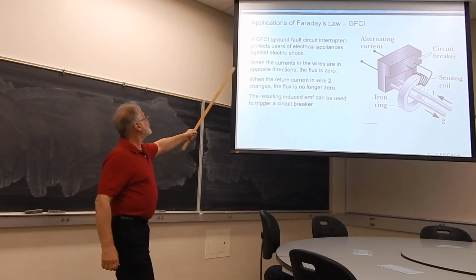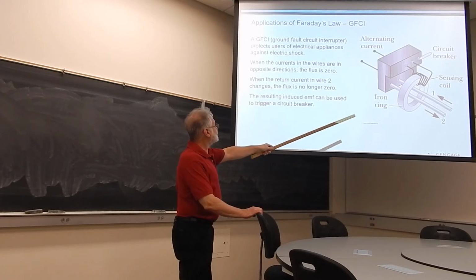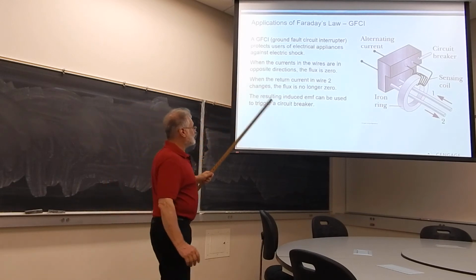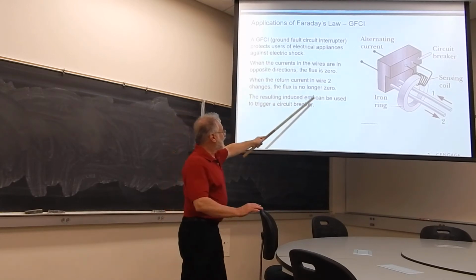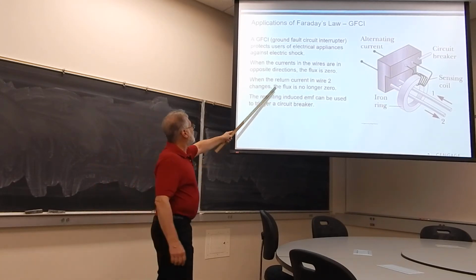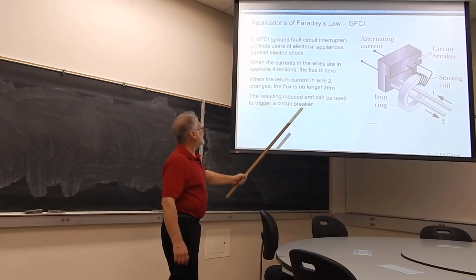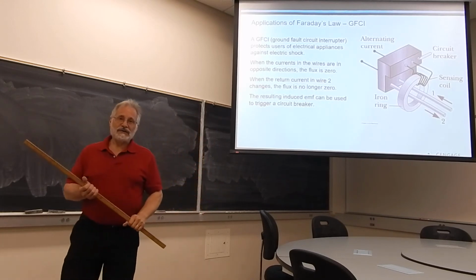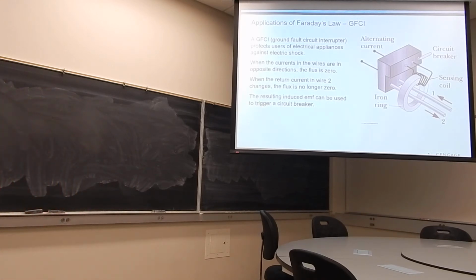So typically the way this works is, if I have currents in the wire in opposite directions, I have a net magnetic flux of 0. But if all of a sudden, for some reason, I have a short circuit or some other malfunction, if the current in the wire coming out changes, if it becomes greater than 0, now my magnetic flux is no longer 0. That's going to induce an EMF in my ground fault interrupter, and that's going to trigger the circuit breaker and stop the current from flowing, which of course can save somebody from a really bad shock.